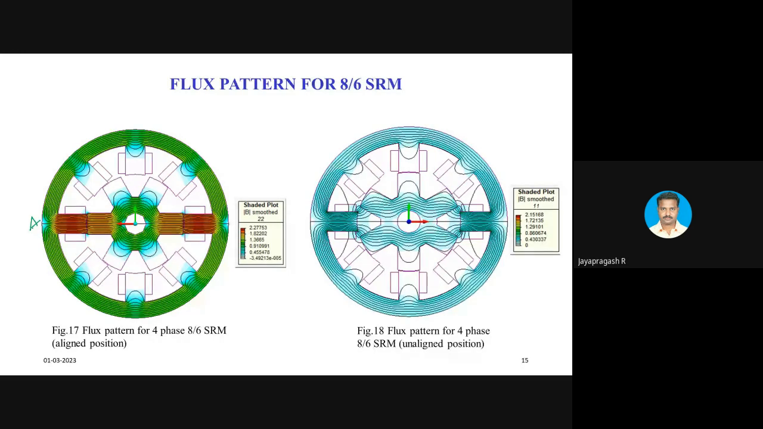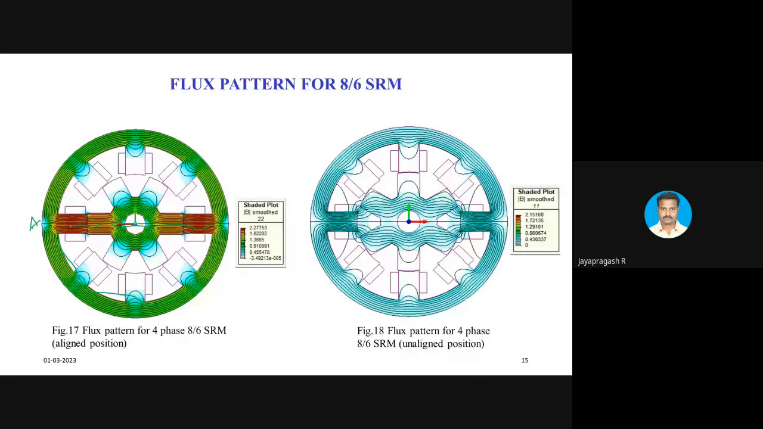The total flux is divided into 2 components. Half of the flux is completing its path through the upper part of the outer yoke, and the remaining part of the flux is completing its path through the lower portion of the stator yoke. So if you see, each and every flux line is a closed one.